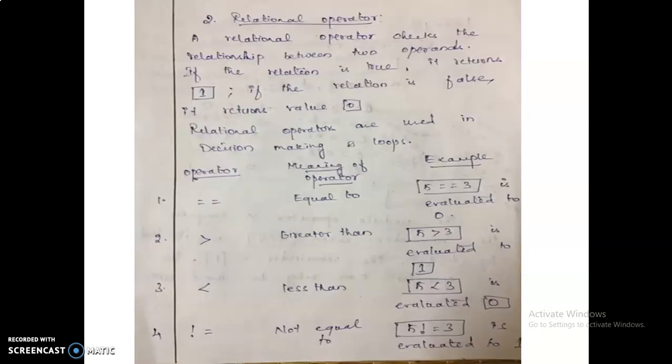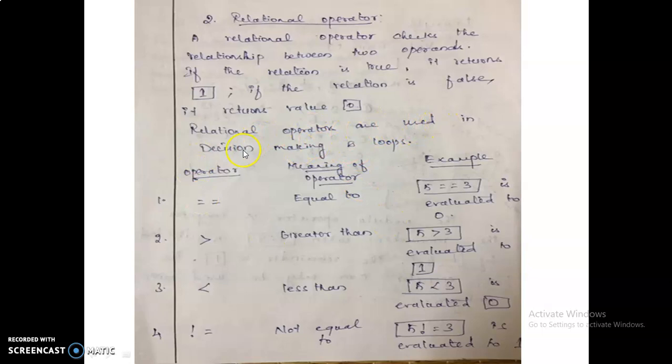And then the next type of operator is the relational operator. A relational operator checks the relationship between two operands. If the relation is true, it returns the value 1. If the relation is false, it returns the value 0. It returns Boolean values. Boolean means either 1 or 0. That means if it is 1, the expression is true. If the value is 0, the expression is false.